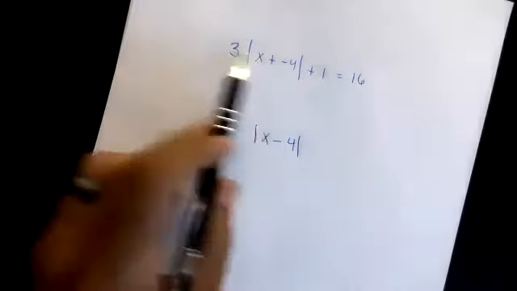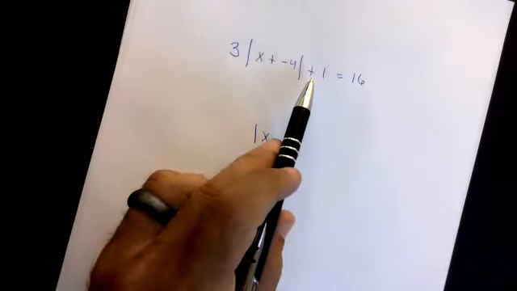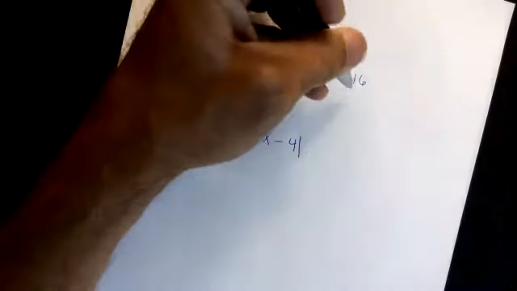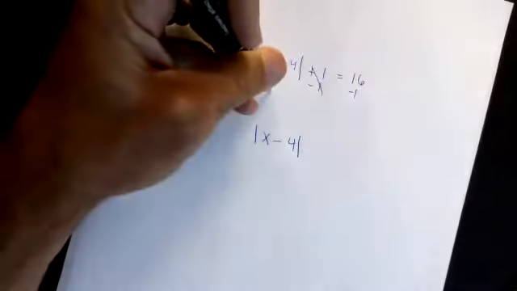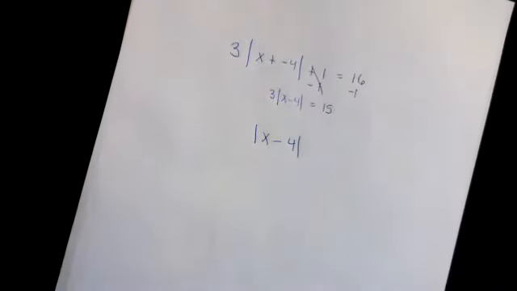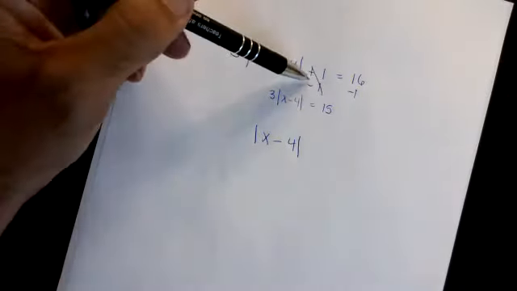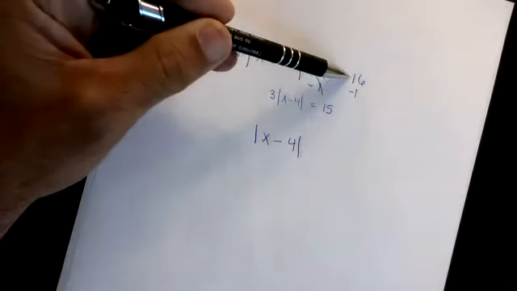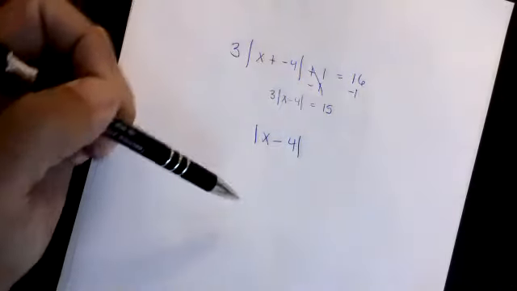But we got to get rid of this stuff outside. So again, just like equations, to get rid of the +1, we're going to subtract. Do that on both sides. 16 minus 1 is your 15.